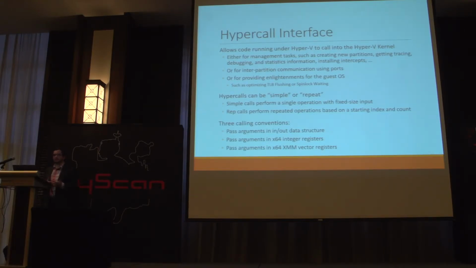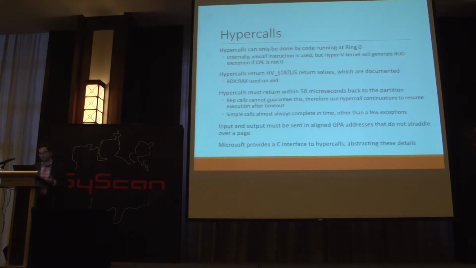There are three calling conventions that Microsoft documents. You can pass in arguments through registers, through a data structure, or through floating point vector registers. All these things are documented in something that I'm going to show you. Normally the hypercalls are implemented with a VMCALL instruction, and Intel does say that you can do a VMCALL from ring 3. But the Hyper-V stack doesn't let you do that. If you do a VMCALL from ring 3, it's going to be caught in ring 0, and you're going to get an exception. So only the kernel and only drivers are allowed to do VMCALLs.